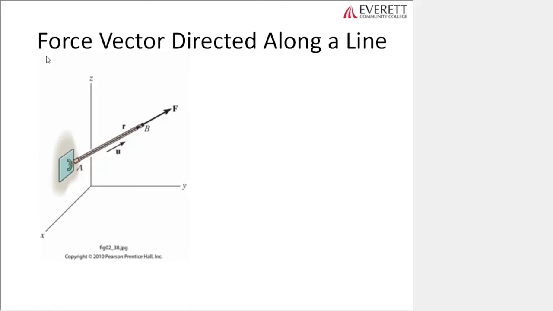Okay, the next topic is one that will never go away and will be in almost every problem you will do for the rest of this class. So it's important that you really understand it and really get to know it. Force directed along a line is what it's called. So what we have to figure out is how do we borrow the direction? How do we borrow the direction from the position vector? And that's what we're going to do right now.